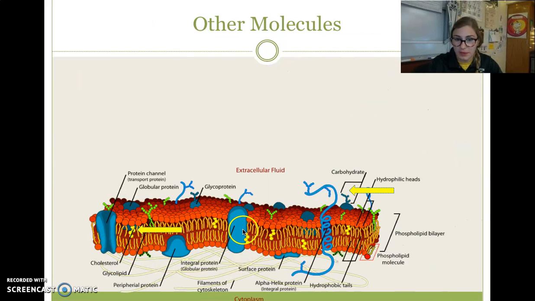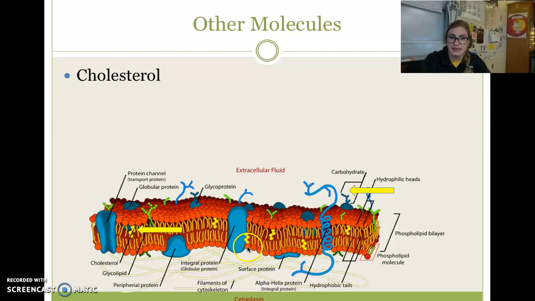So it will do everything in its power to get away from the water, which is why in the end here, when we look at it, the tails, which are going to be these light orange little sticks in the middle, those come together, and the heads that love water are going to be on the outside, because we have water on the inside of your cell and we also have water on the outside of your cell. So cholesterol. Cholesterol, it's these tiny little chains of hexagons in there.